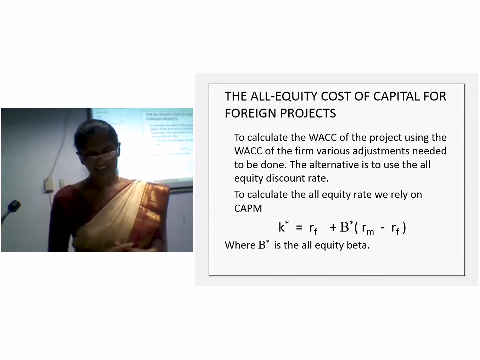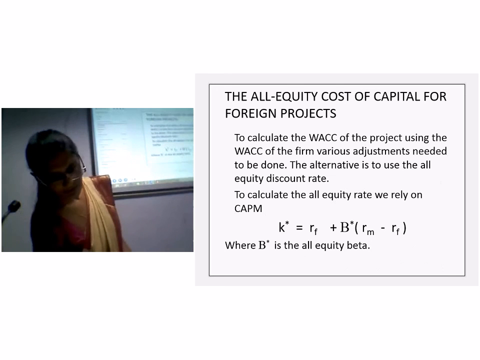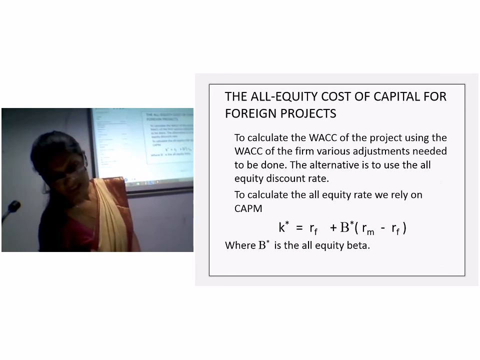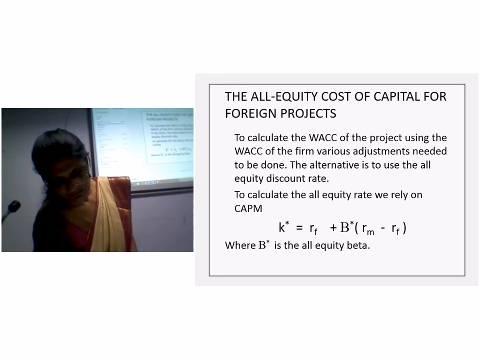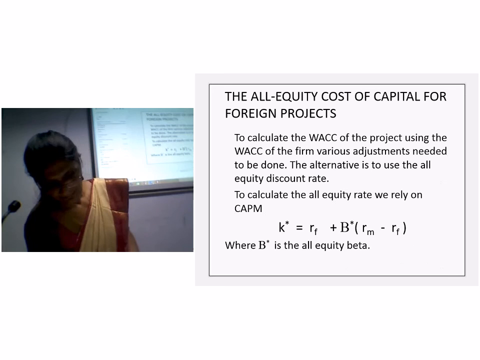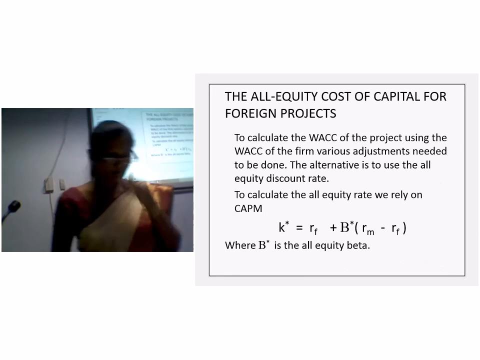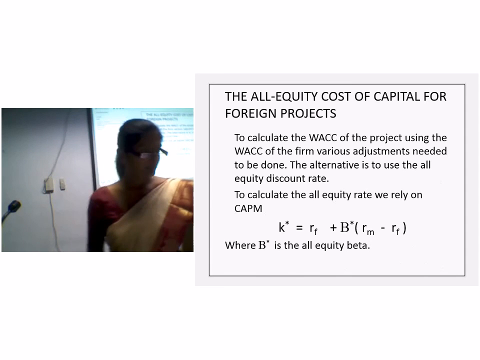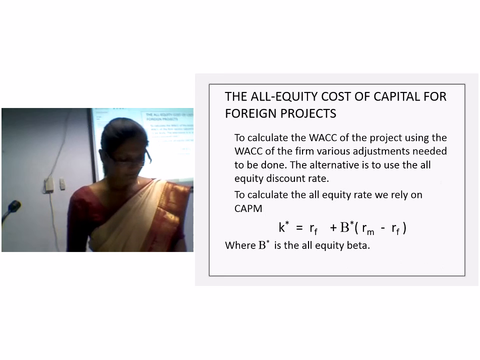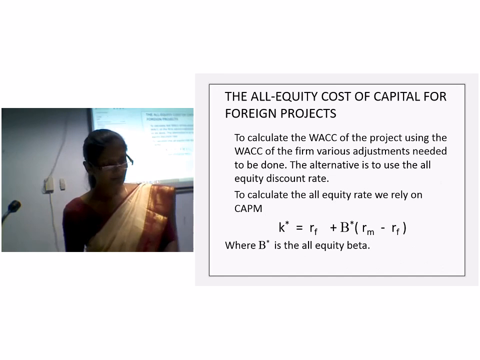These things you can read and understand. To calculate the WACC of the project using the WACC of the firm, various adjustments need to be done. That is what we did in the previous calculation. The alternative is to use the all equity discount rate. To calculate the all equity rate, we rely on CAPM. Again, in calculating the cost of equity capital, we always use CAPM, right? There is no difference.